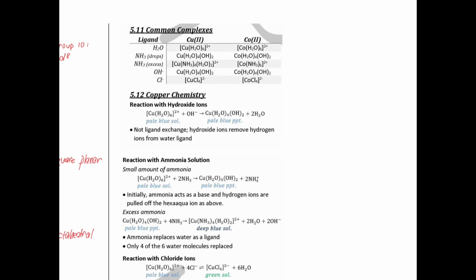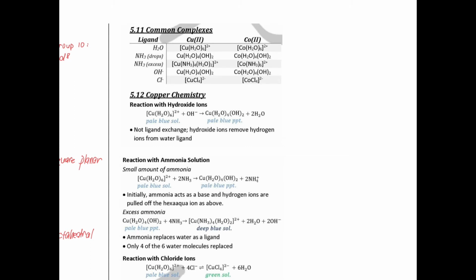Example, Cu(H2O)6 2+ or Co(H2O)6 2+. So when I say this is common, that means what they expect us to remember. So we have to remember their color. The color of copper hexaaqua 2+ is written down here. You can see here, pale blue solution. Pale blue solution for this.